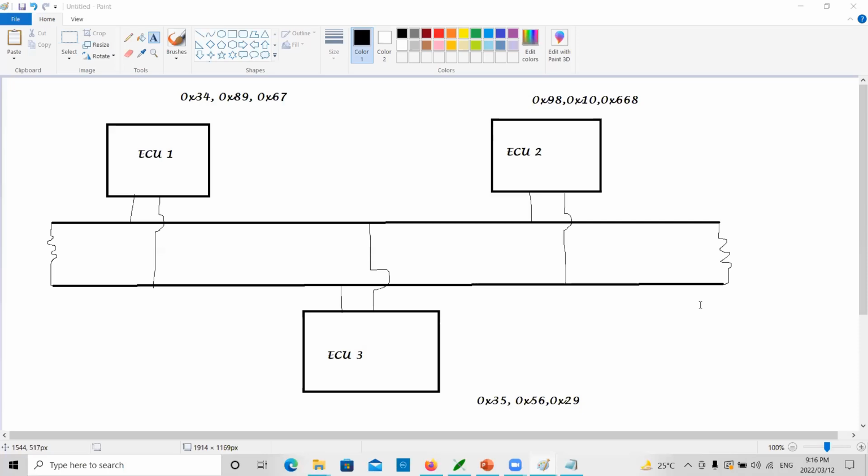If I have 5 nodes, between how many messages will arbitration happen? 3 messages or 5 messages? 5. Why? Each node will have different CAN IDs. See, if I have 5 nodes, will arbitration happen between 3 messages or 5 messages? It is based on the communication, the messages which are sent on the bus.